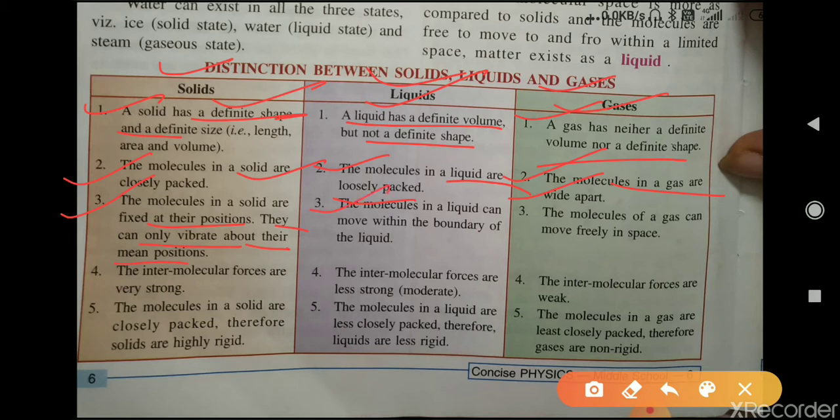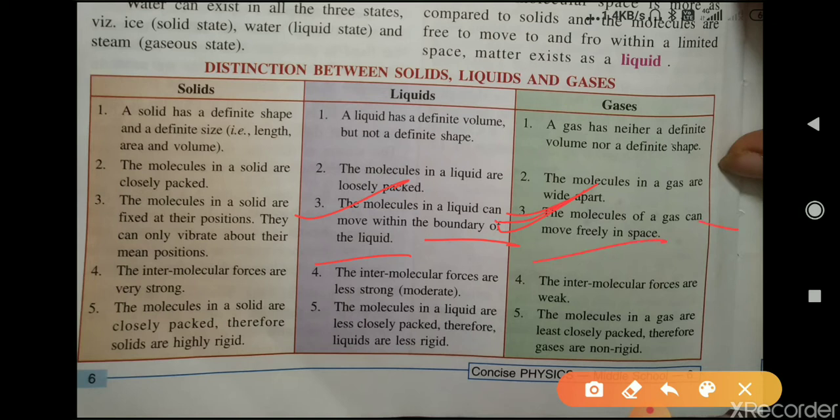The molecules in a liquid can move within the boundary of the liquid, meaning there are spaces between the molecules of a liquid, therefore they are free to move within the boundary. But in case of gases, the intermolecular force is very weak, and therefore the molecules of a gas can move freely in space. In a solid, the intermolecular force is strong, and because of that the space between the molecules is very less, or we can say negligible, and therefore they cannot move. They do not have space to move, they are fixed at their mean position, and they can only vibrate.